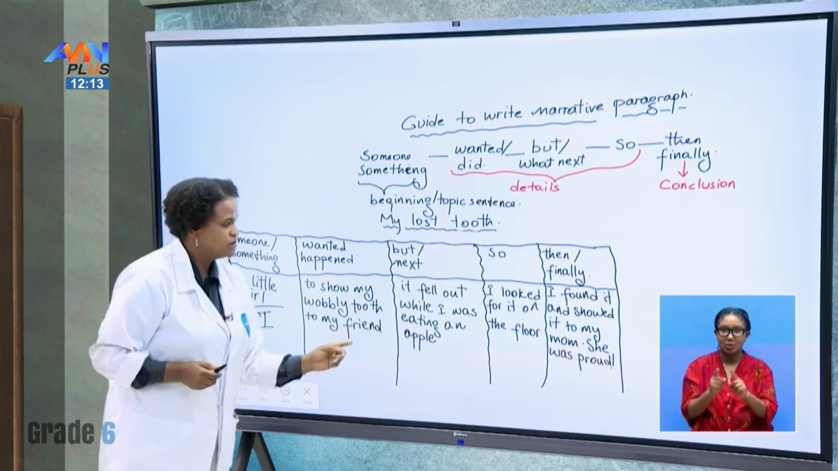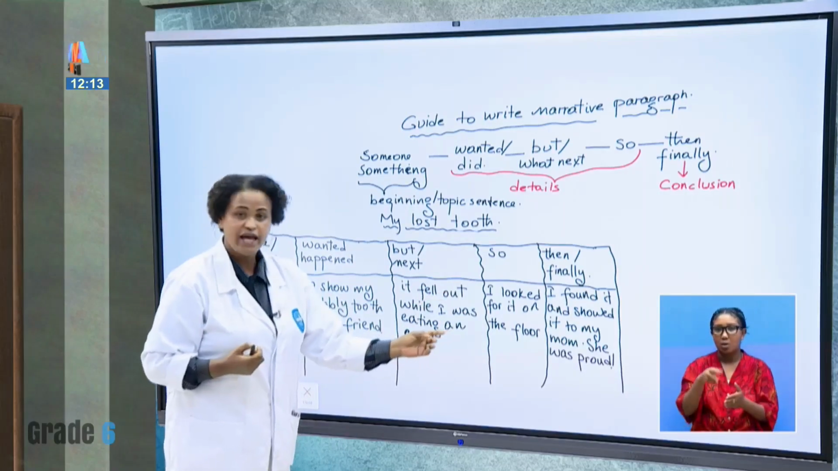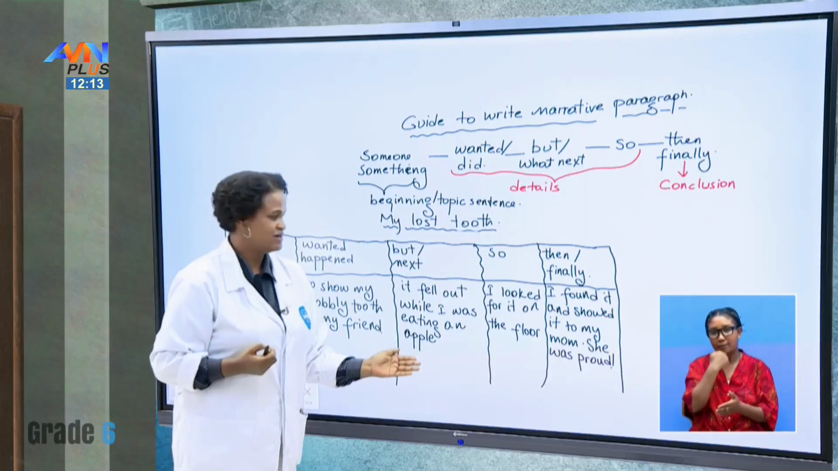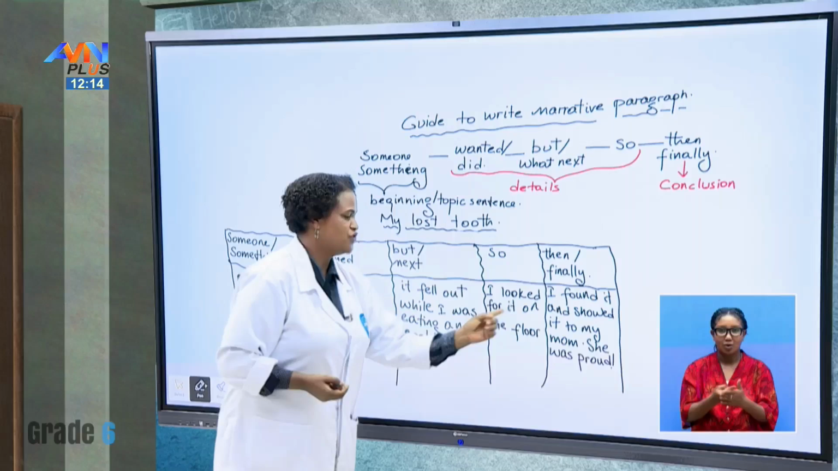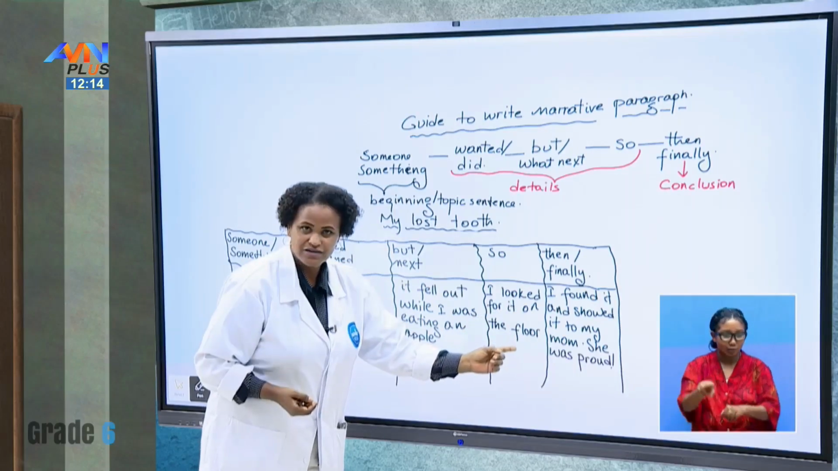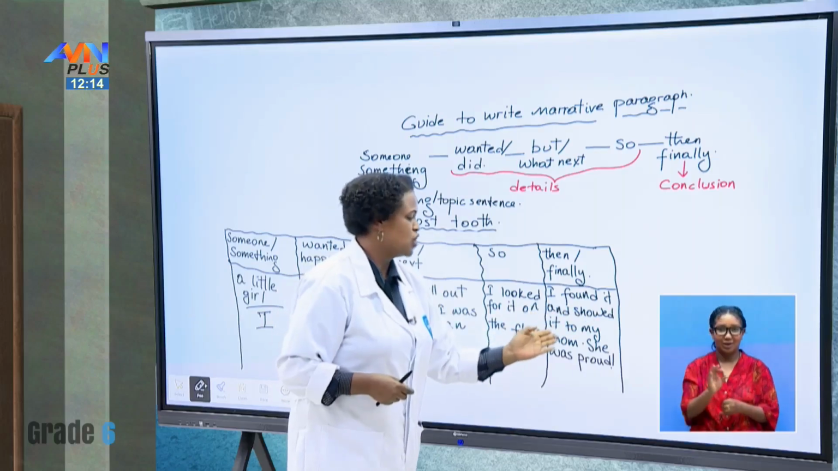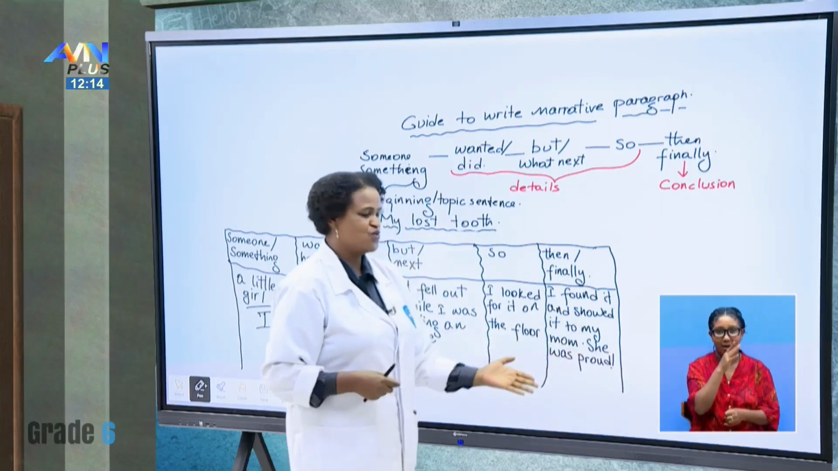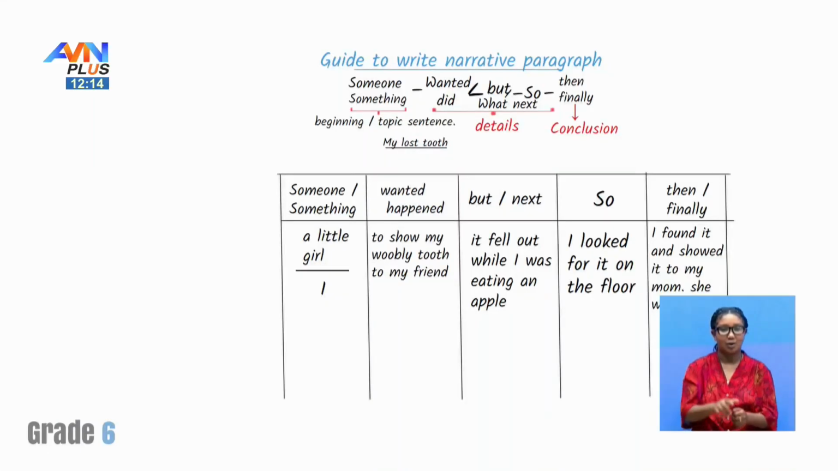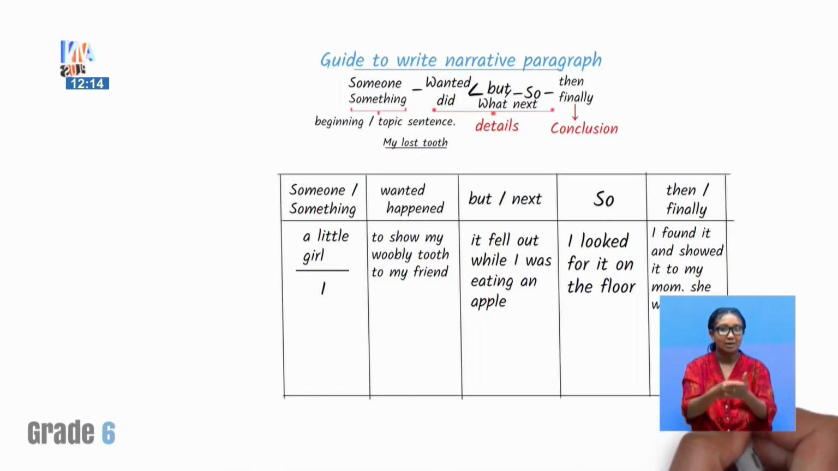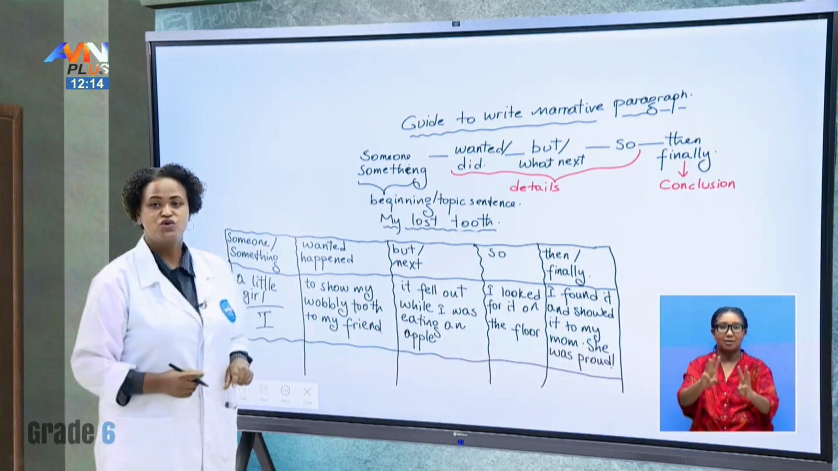So what happened? But it fell out while I was eating an apple. Too sad. Yeah? Okay, then what do you do? So I looked for it on the floor. Good. And finally, I found it and showed it to my mom. She was proud. Okay. Only one thing that I want you to do. Write this down in the way that I was reading it in a paragraph form. Let me give you 3 minutes.